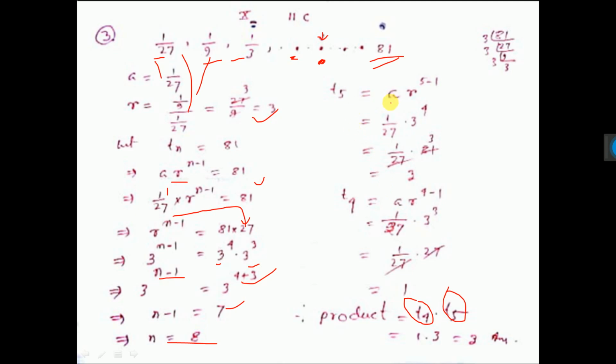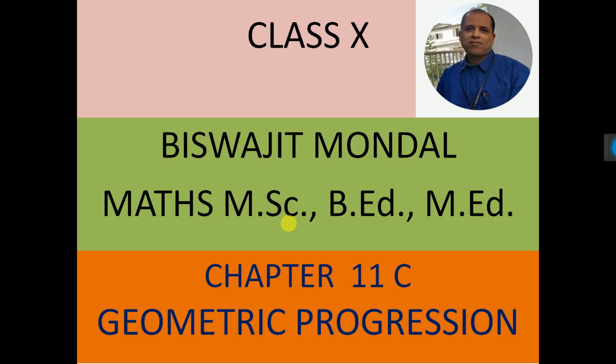Now T5 formula, A into R to the power 5 minus 1. Put the value, get the result. T4 formula, A into R to the power 4 minus 1, that is this into this. That is 1. T4 value is 1 and T5 is 3. So 3 into 1 is 3, which is the answer. That's all for this video.